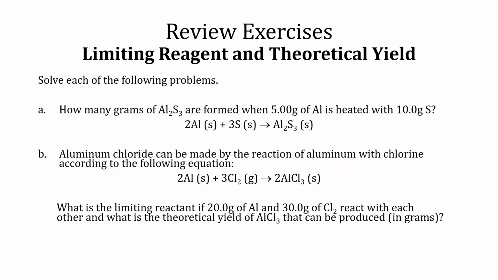Review exercise involving limiting reagent and theoretical yield includes the following problems. Solve each of the following problems. A, how many grams of Al2S3 are formed when 5 g of Al is heated with 10 g of S? The reaction is 2Al(s) plus 3S(s) forms Al2S3(s).